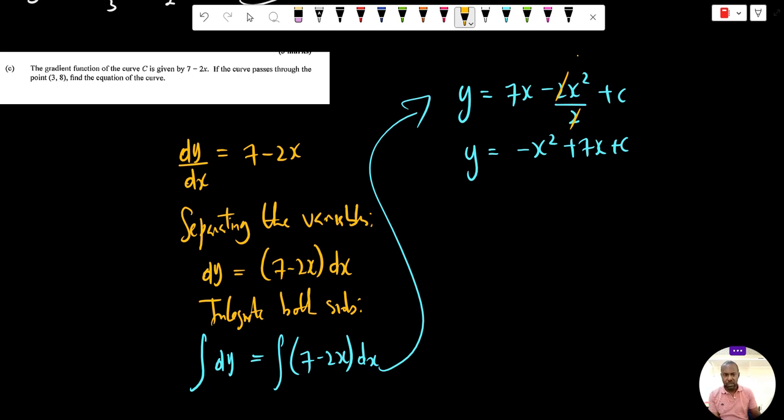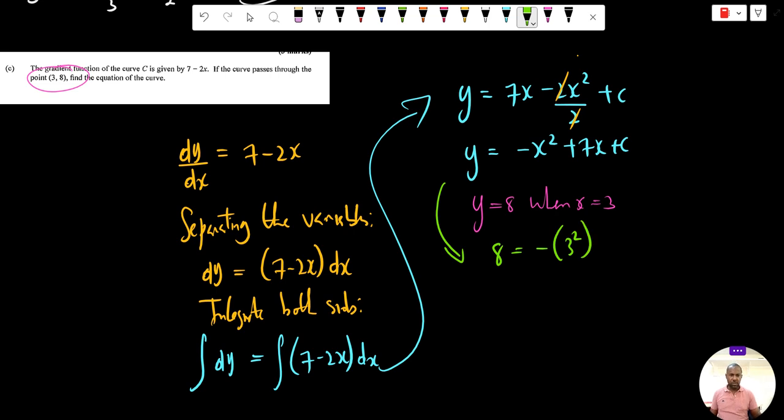Now, what are we given that will allow us to find the value of c? We're told that the curve passes through the point 3, 8. So the curve passes through the point 3, 8, and what this therefore means is that y equals 8 when x is equal to 3. And therefore we can say that 8 is equal to minus 3 squared. Now you have to be careful. This is not minus x all squared, but negative times the square of x.